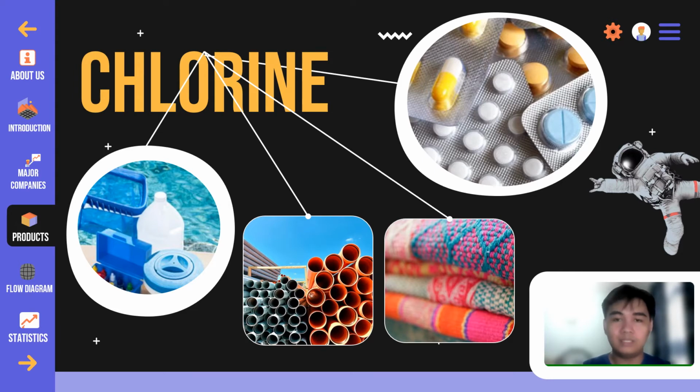In the pharmaceutical industry, chlorine is used as an oxidizing agent. That is why a lot of production of drugs use chlorine.